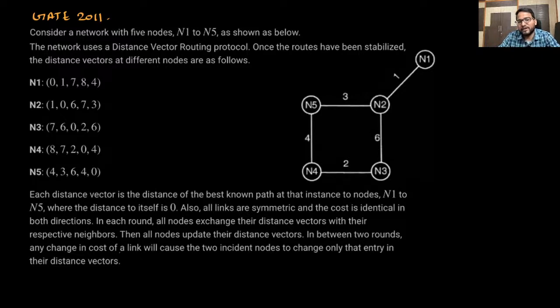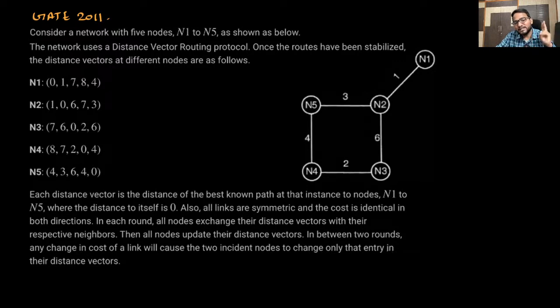See how they have defined the round. In each round, all nodes exchange their distance vector with respective neighbors. Is this clear to everyone? What is a round here? In each round, all nodes are going to exchange their information with the neighbors. That's what we have studied, right? Then all the nodes update their distance vectors. Okay. Now see this point also.